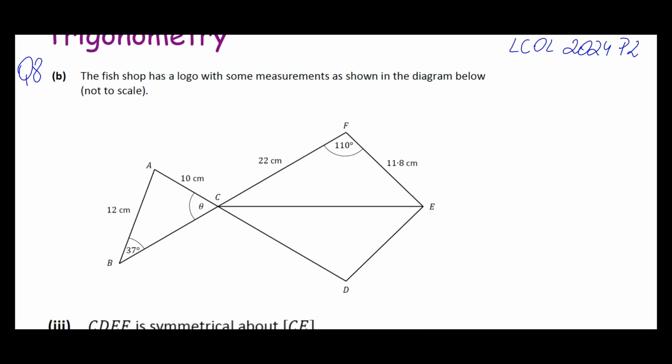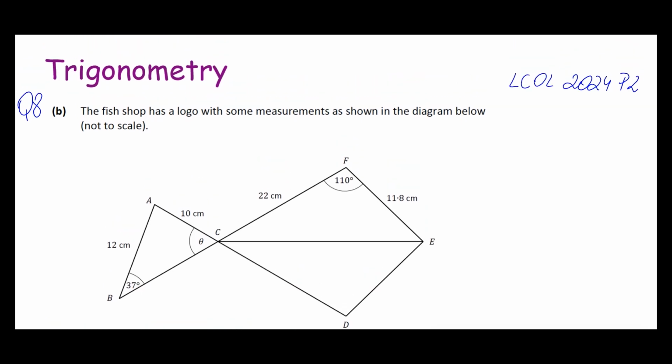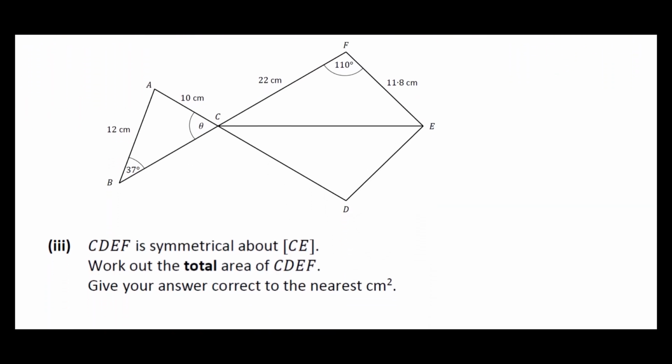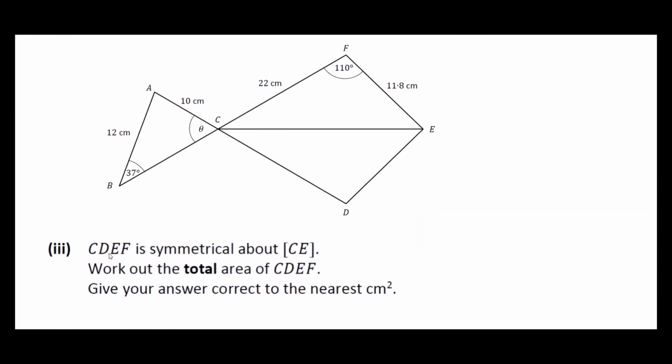So trigonometry, when are we using that? When in our question we can see a shape of triangle. So this question is about the fish shop that has a logo and we have some measurement. So in this particular part, what do we need to do?